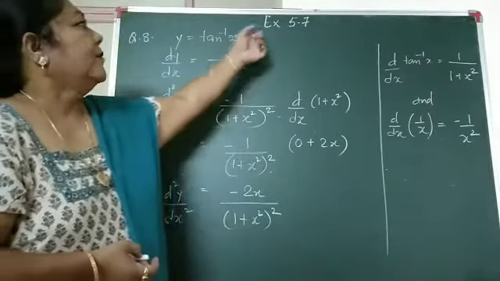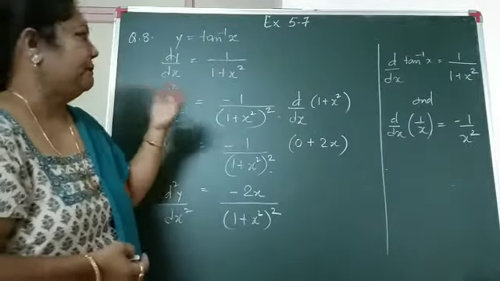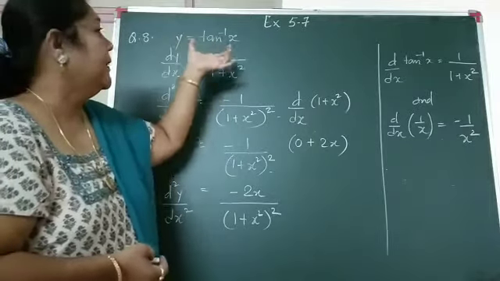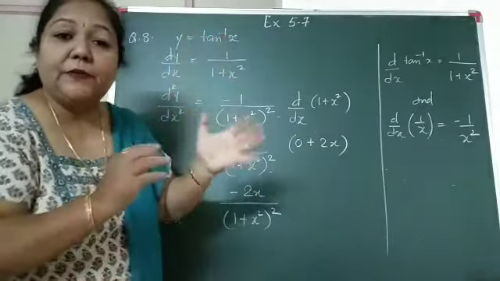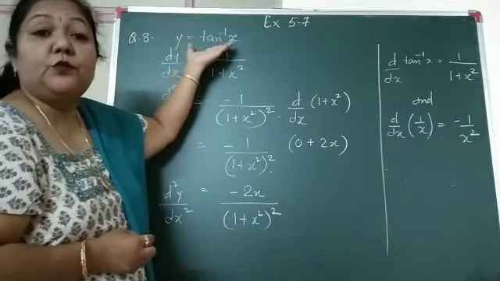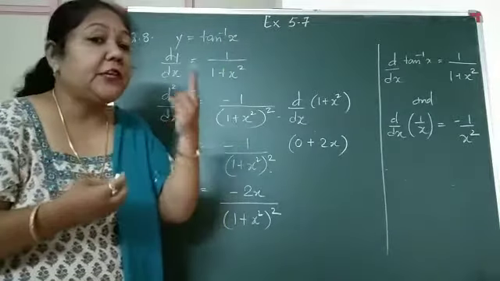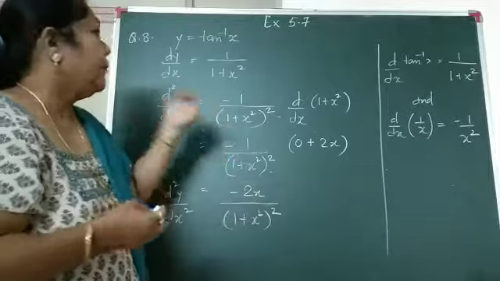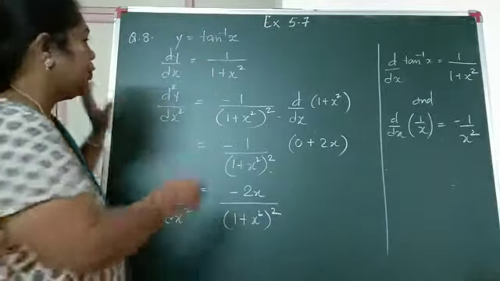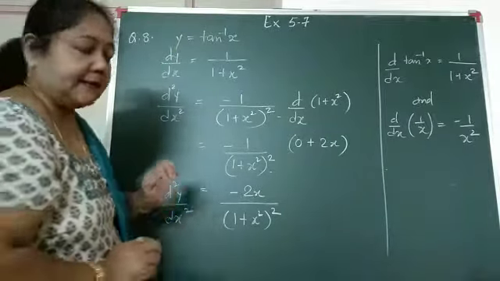Okay, children. Now, exercise 5.7, we have reached question number 8. Now, this exercise, I know you remember that you had to differentiate a given term twice. So, you were given y is equal to tan inverse of x, and we had to differentiate it 2 times, up to the second order derivative. So first time we started differentiating, when I differentiate y, I got dy by dx.